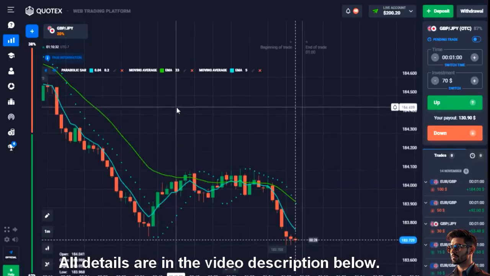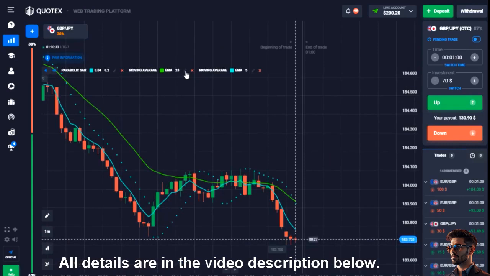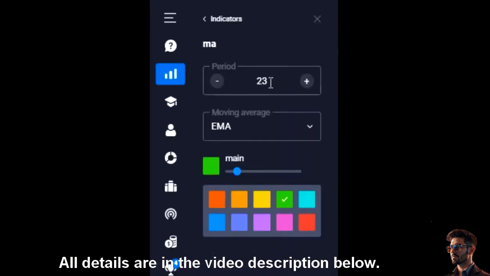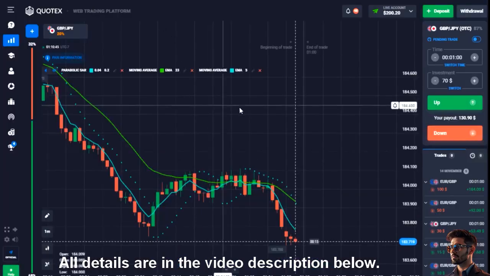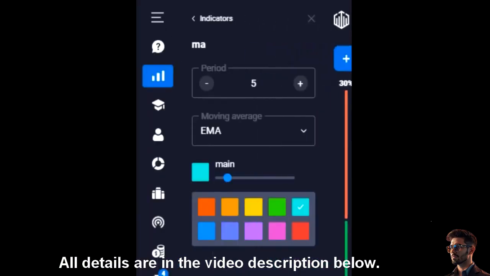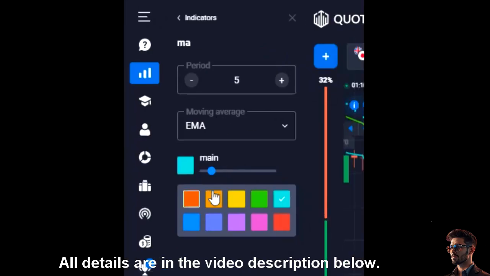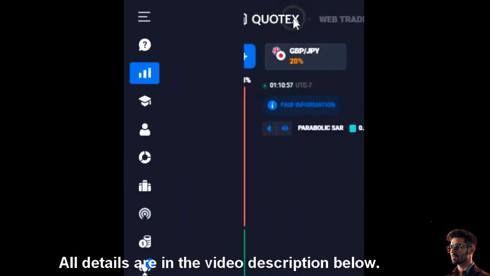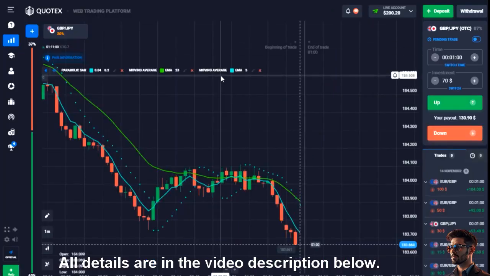The second indicator is moving average. My first moving average has a period of 23, and the type is EMA. Over here I use the green color and thicken my line a little bit, and when you're done you close it. The last indicator is another moving average with a period of 5, also EMA. For the color I use this particular color, thicken my line a little bit, and when you're done you close it. So that's the setup of our indicators.